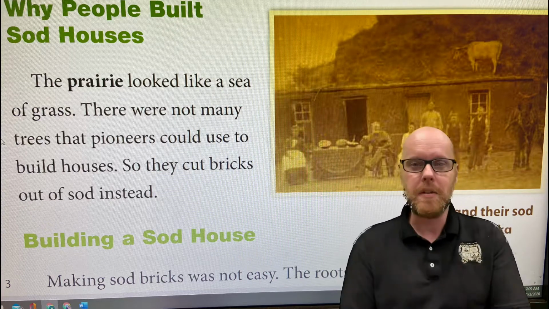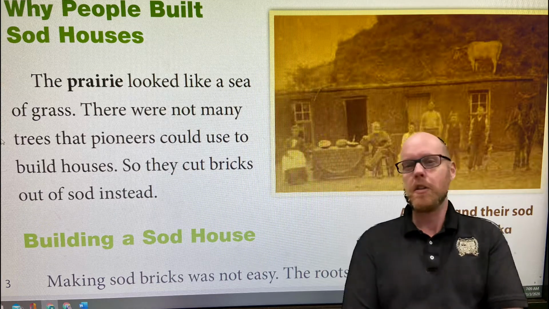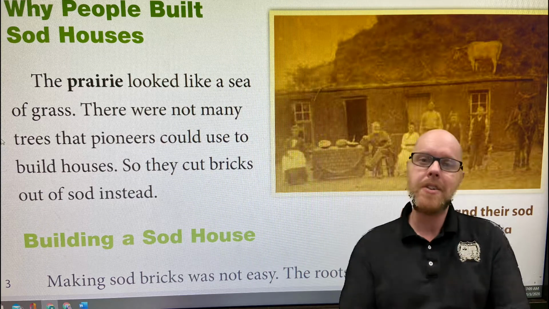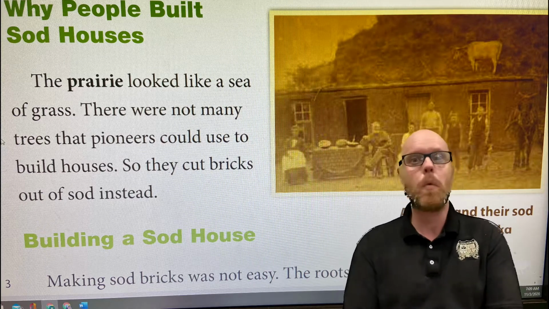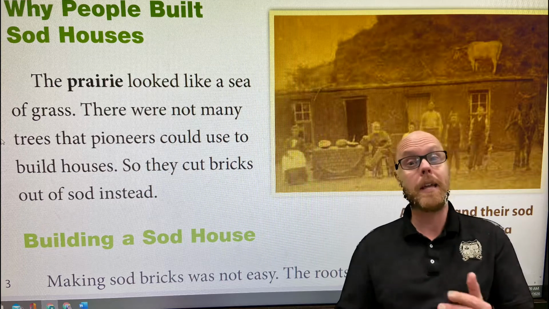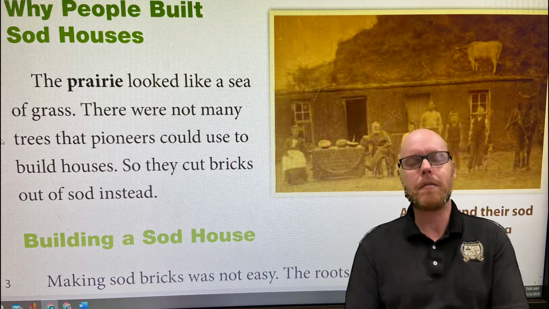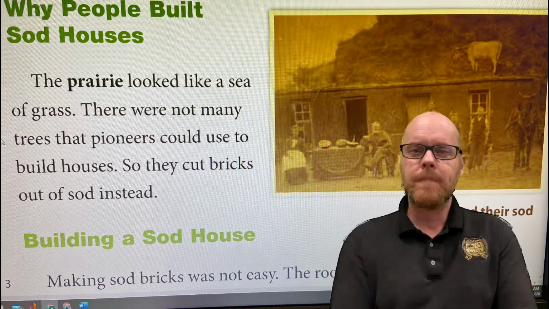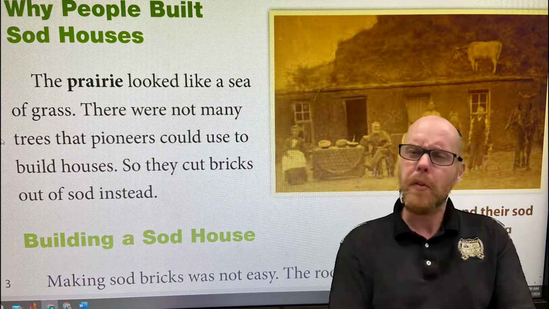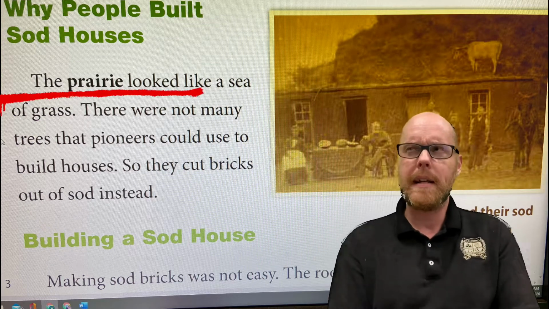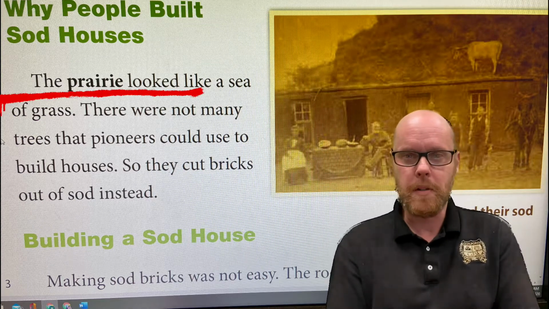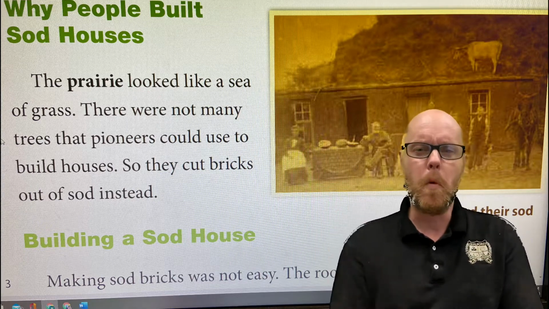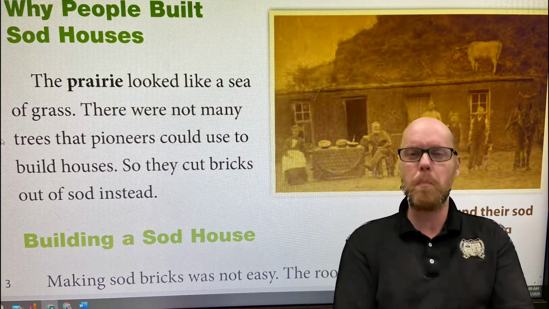The title of this story is called Sod Houses, so we know what we're reading about is going to be sod houses. But in this section of the story, the subheading tells us what we're about to read about. This subheading talks to us about why people build sod houses. Also in this paragraph, you'll see the word prairie, and it looks a little different than the other words. It's a little bit darker and a little bit thicker than the normal words. Well, ladies and gentlemen, these are bold words.